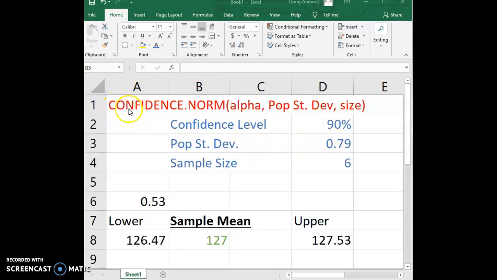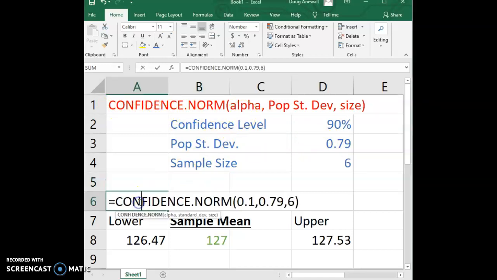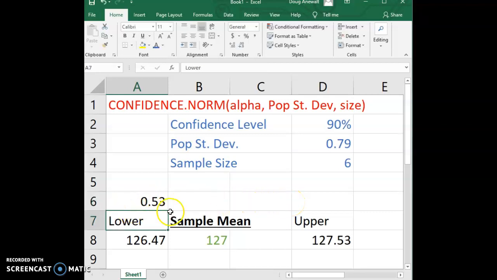And in Excel, we can use the formula equals confidence.norm. And that's going to give us back the margin of error that we need to construct our confidence interval. The first thing you need to type in the parentheses is alpha, which is 100% minus the confidence level. So 90% level of confidence, alpha is 10% or 0.1 as a decimal. And then you want to type in the population standard deviation. And then the last thing is the sample size. When you do all that, Excel gives you back the margin of error.